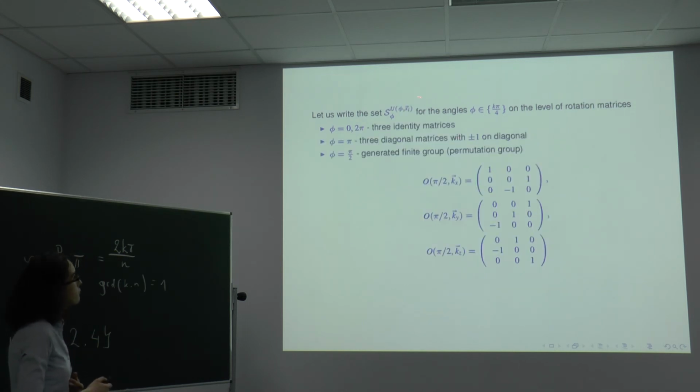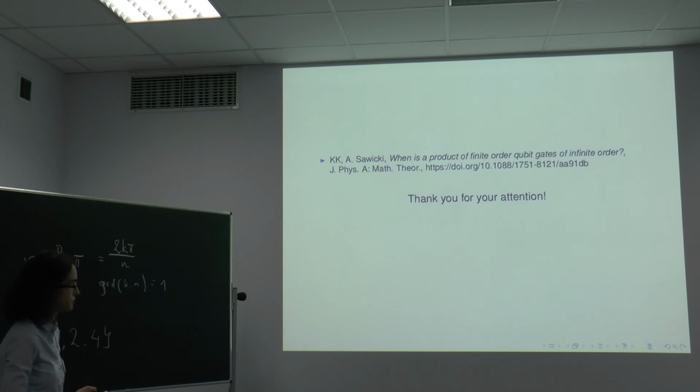As for the set of rotation matrices, we have almost the same. For the angles 0 and 2 pi, if phi is equal to 0, we have just 3 identity matrices. If phi is equal to pi, we have 3 diagonal matrices, so the set is also not universal. And if phi is equal to pi divided by 2 up to a sign, then our set generates a permutation group. So this is not universal.